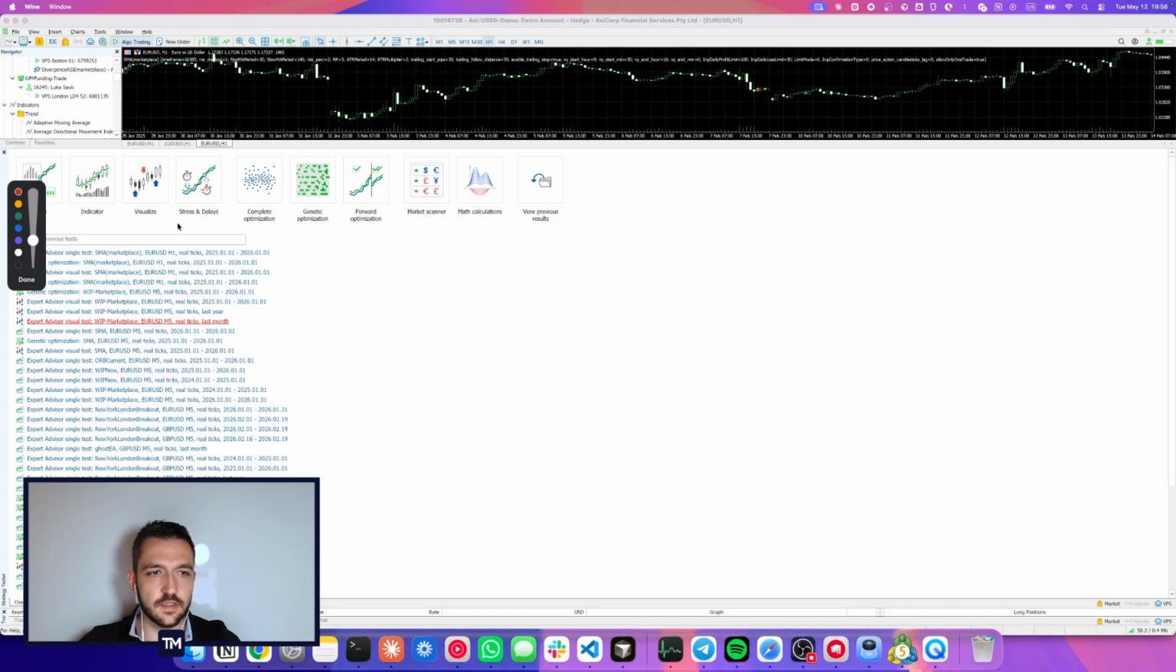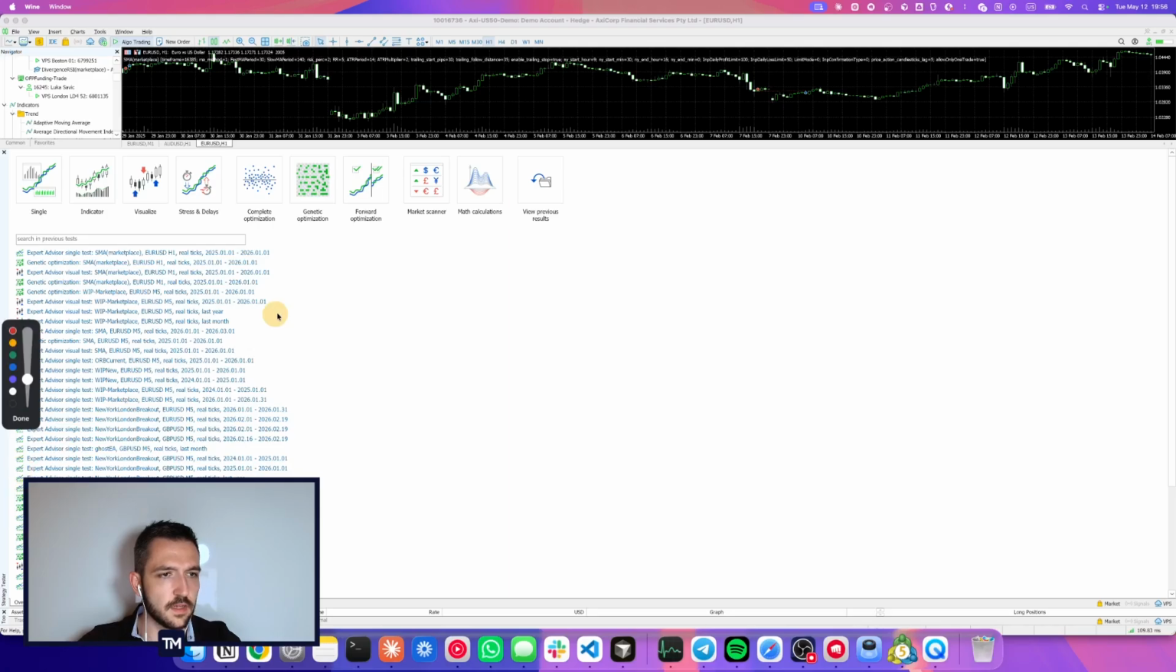Then stress and delays. This is something regarding different slippage or spread stuff. So again, this is something you would use if you're a developer to make sure your trading bot is working fine. If you're just a user, you're not going to be using that.